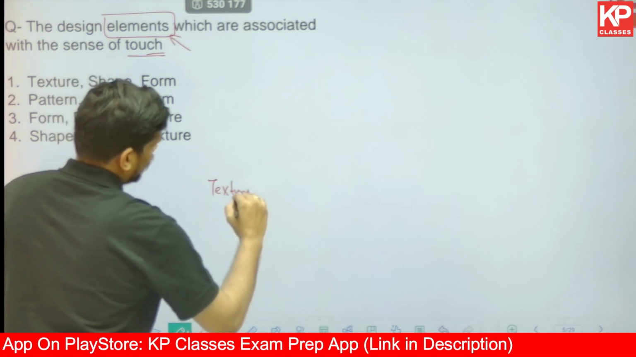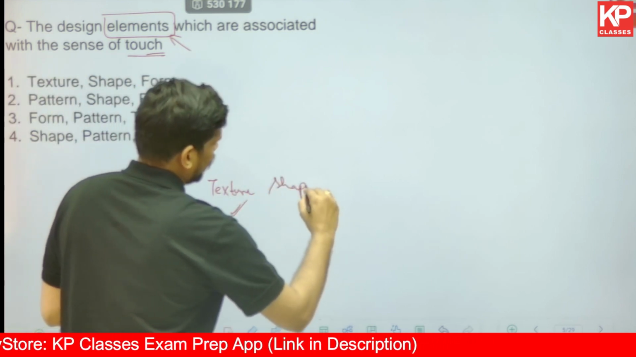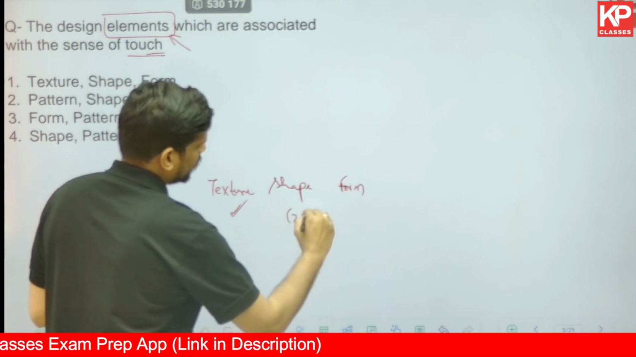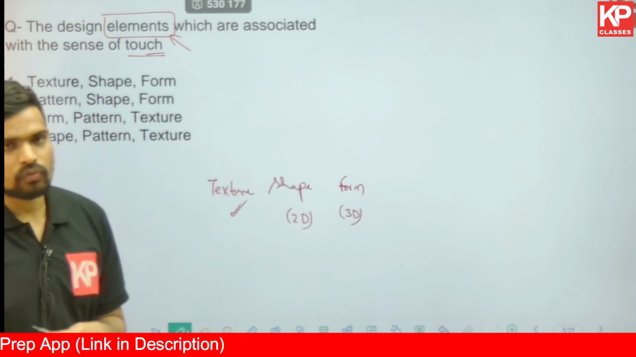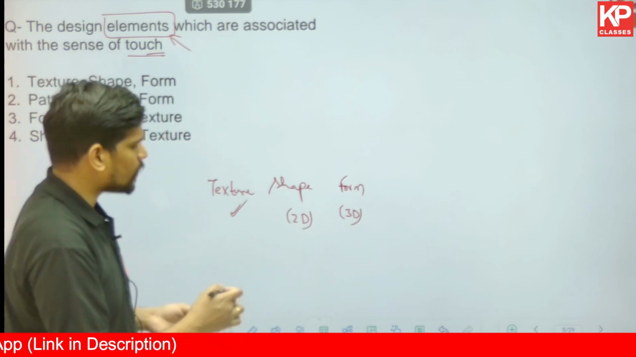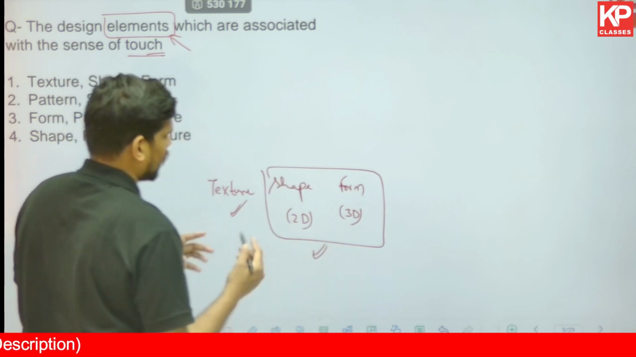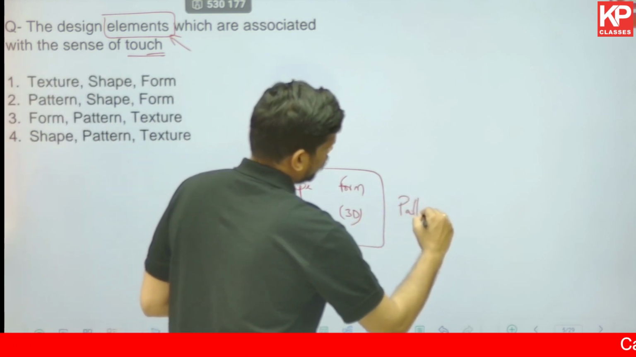Texture for sure involves the sense of touch. Then you have shape and form. Shape and form are very similar, the only difference being that shape is associated with 2-dimensional elements, while form is associated with 3-dimensional elements, both of which you can feel and understand with touch, so they are also associated with touch. Now the only thing here they're talking about is pattern.